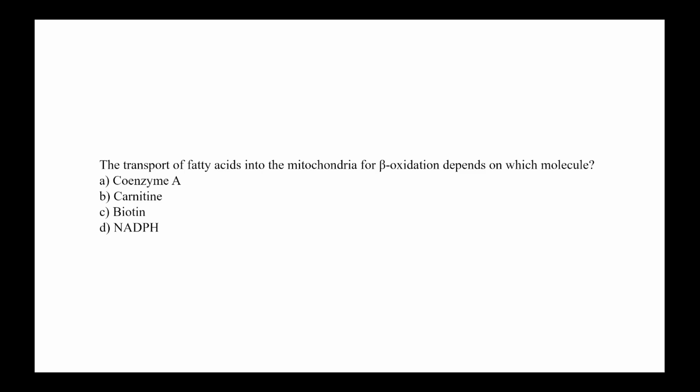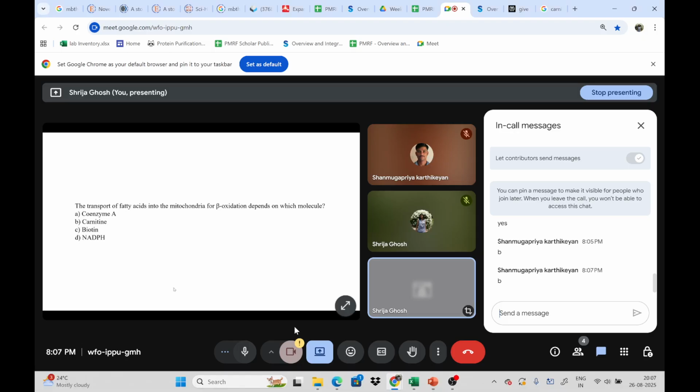Transport of fatty acid into the mitochondria for beta oxidation depends on which molecule? Option A, coenzyme A. Option B, carnitine. Option C, biotin. And option D, NADPH. You are saying option B, that is carnitine. That is the correct answer.